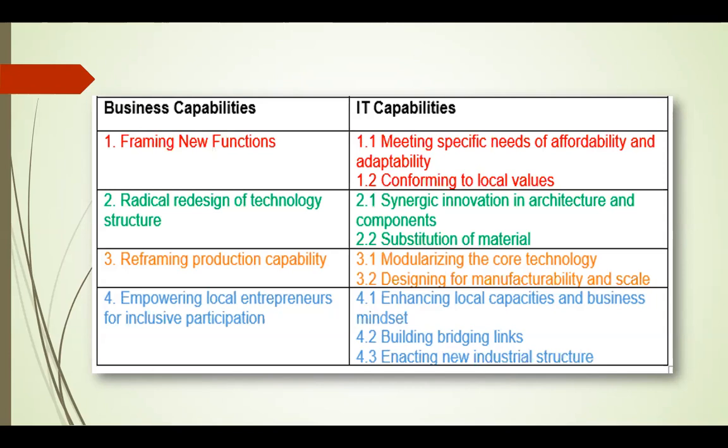So the next business capability is empowering local entrepreneurs for inclusive participation. This refers to the various activities the solar thermal companies adopted to expand the local productive opportunity space, through which local entrepreneurs can participate in the solar thermal industrial chain. So 4.1, the IT capability enhancing local capacities and business mindset, is linked to the business capability of empowerment.